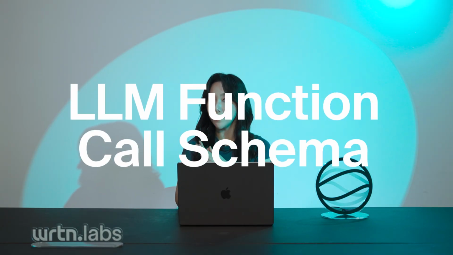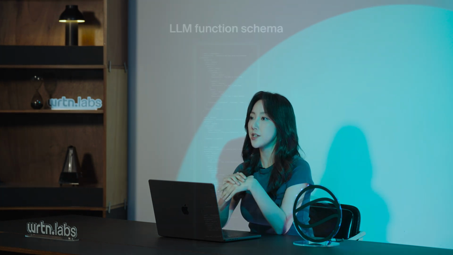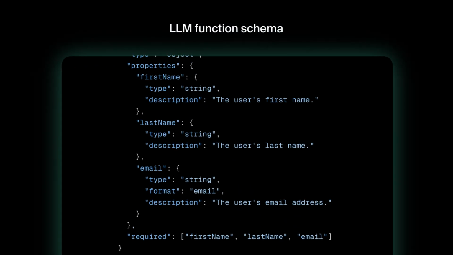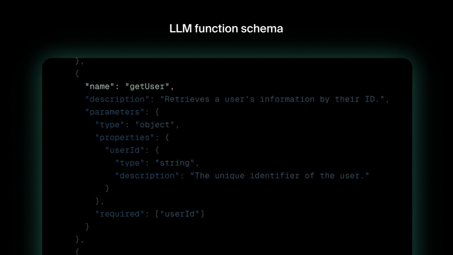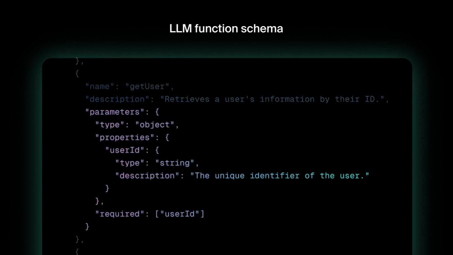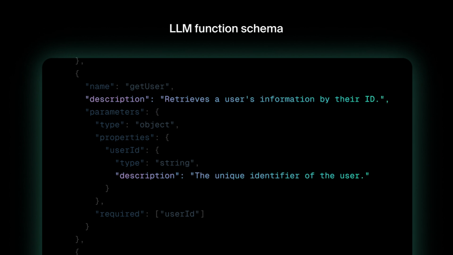This method enables AI systems to extend their capabilities beyond their initial training data by integrating with external APIs and services. At the heart of this process is the LLM function calling schema, a structured definition that tells a large language model how to invoke a function. This schema contains everything a model needs to execute the functions reliably, such as the function name, its parameters and their types, and a natural language description.